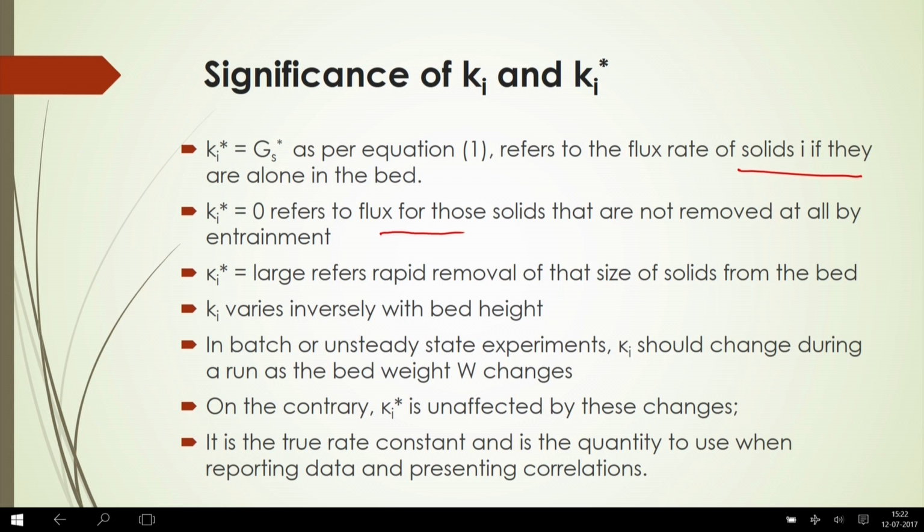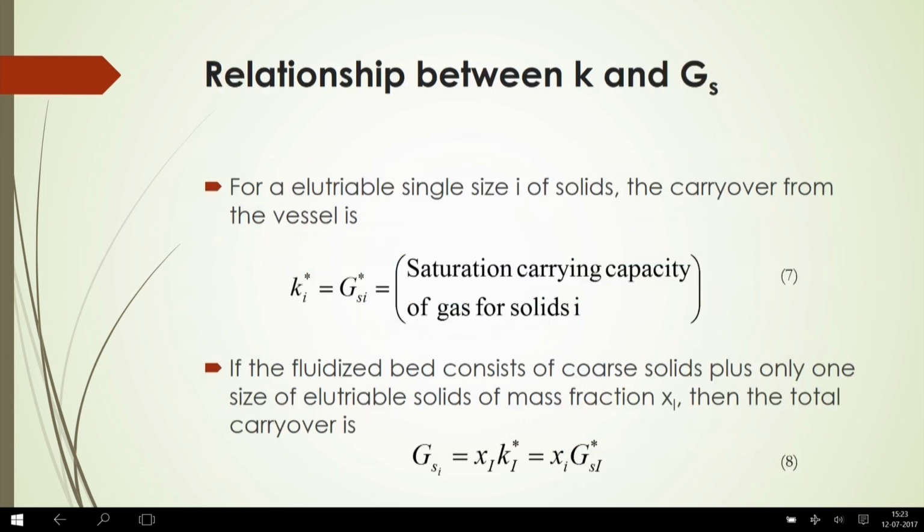In batch or unsteady state experiments, it is seen that k_i should change during a run as the bed weight W is changed. On the contrary, you can say that k_i star is unaffected by these changes. It is the true rate constant and is the quantity to use when reporting data and presenting correlations there.